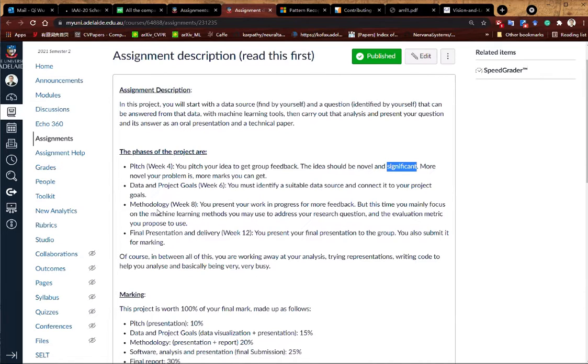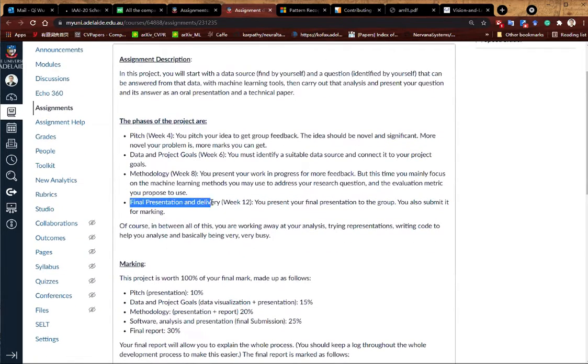Okay. And the final step is the final presentation and the delivery. Basically, you need to present your final presentation to the group, and you also submit for the marking. You submit the presentation, you submit the report, and of course, you need to submit your code. Right, so you just pack it and submit your code.